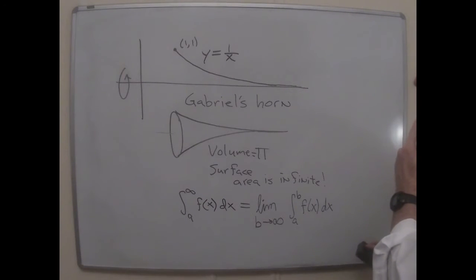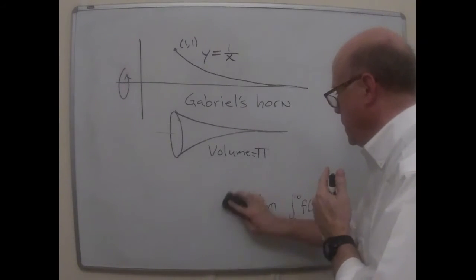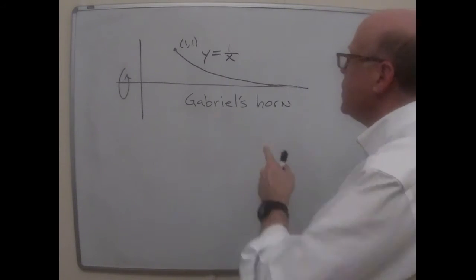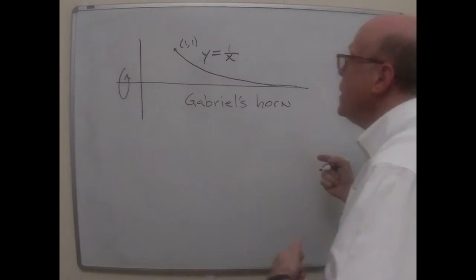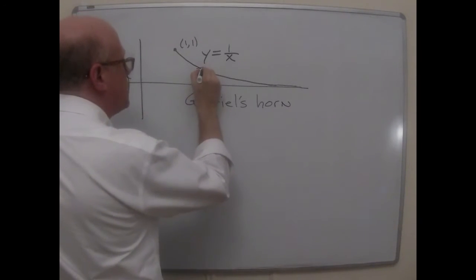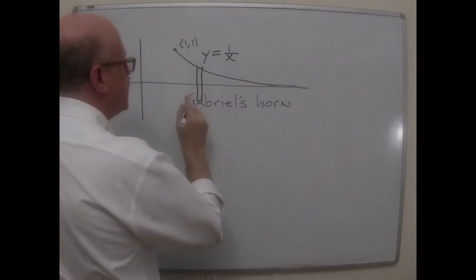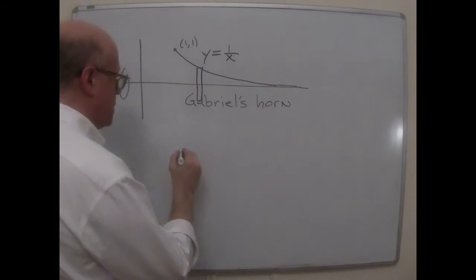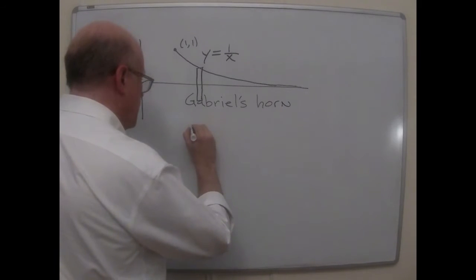Right, so let me scrape away this part, and we'll keep the picture of what Gabriel's horn looks like, or at least the schematic of it. At some point in the midst of it, you think about a cross-section of that. And that cross-section corresponds to a disk, so I'm using the disk method to think about the volume.